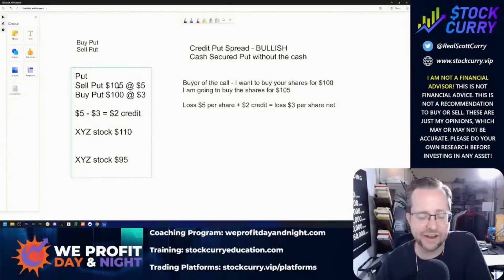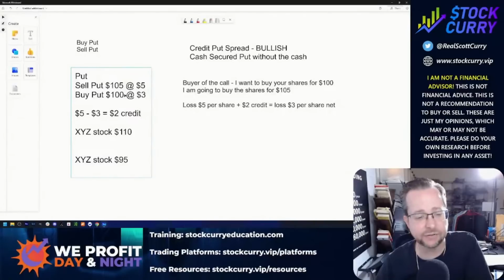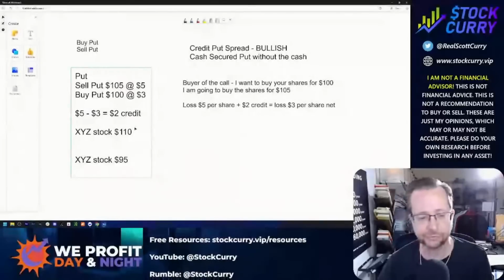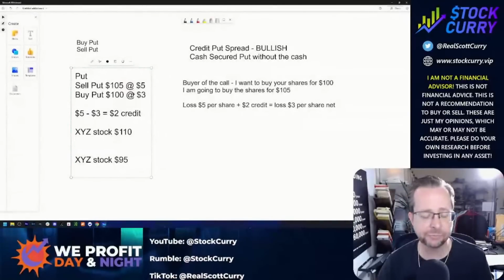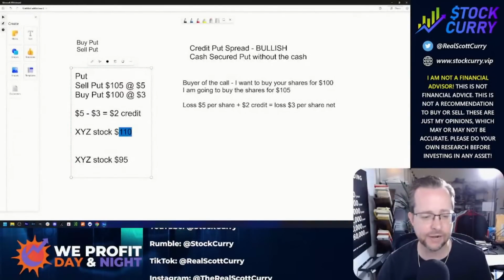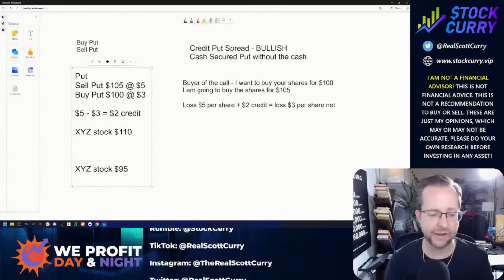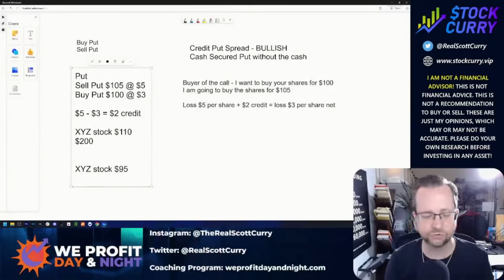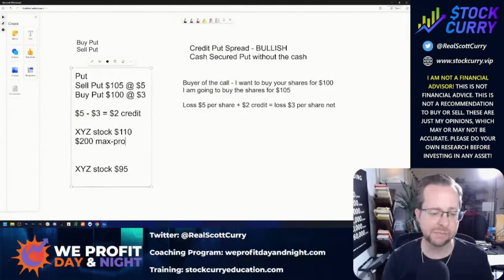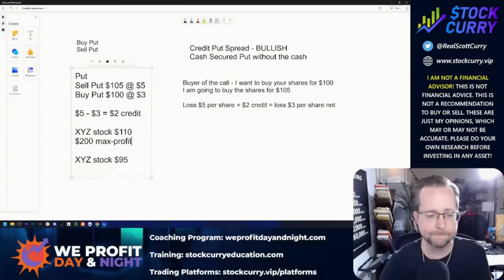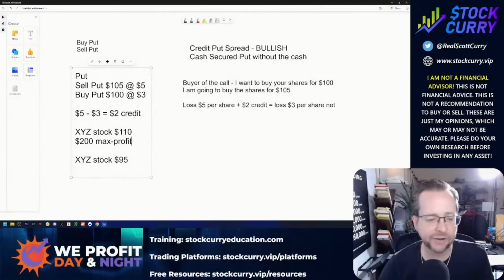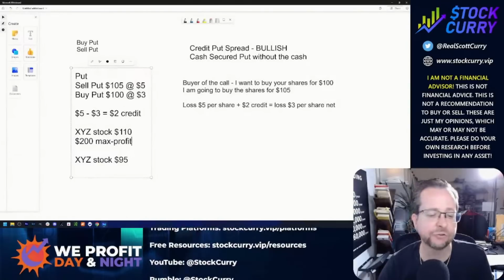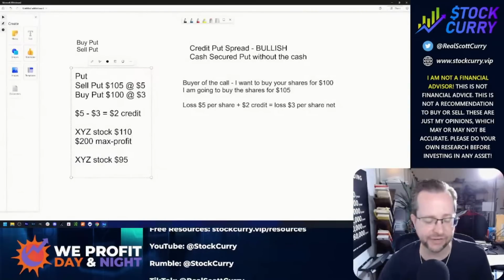The 105 put is expiring worthless. I'm certainly not going to sell shares at 100 when I can sell them on the open market at 110. So my put's expiring worthless too. And with both expiring worthless, I'm just going to keep my $2 credit. What that means is I'm going to have a profit of $200 because, again, 2 times 100 shares. And this is going to be my max profit. Now, it doesn't matter if XYZ stock goes to 110, 150, or 200. I have a $200 max profit. That's it.